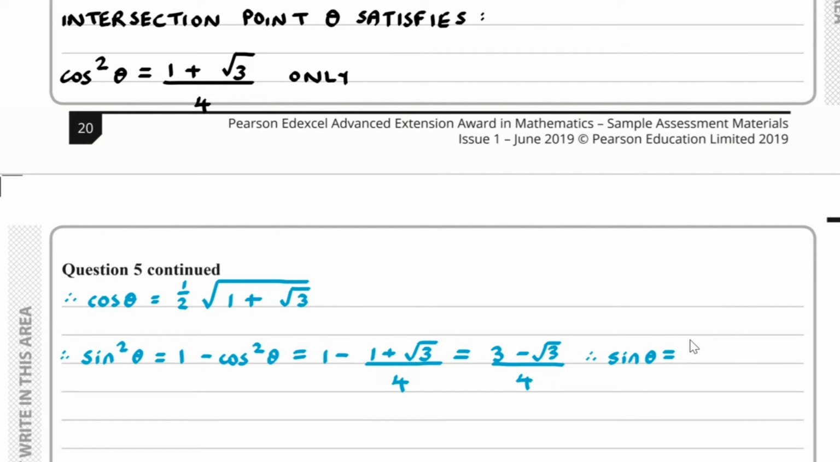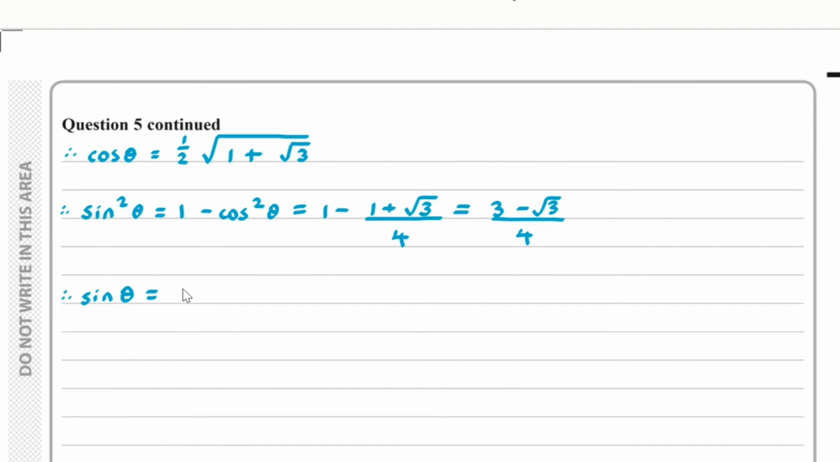So let's just write this down. We've got from here then sine theta equaling 1/2 multiplied by 3 minus square root 3, all square rooted.